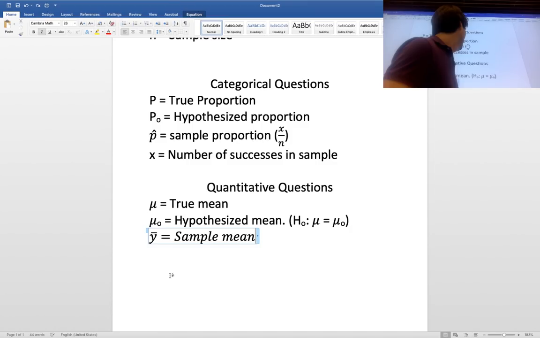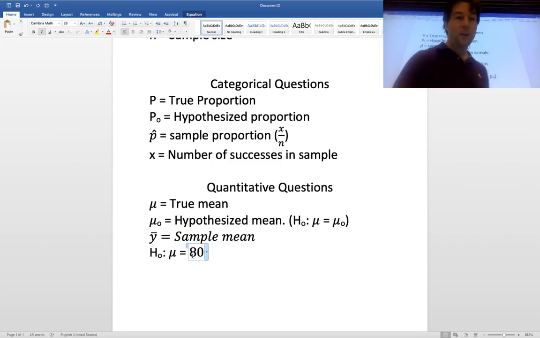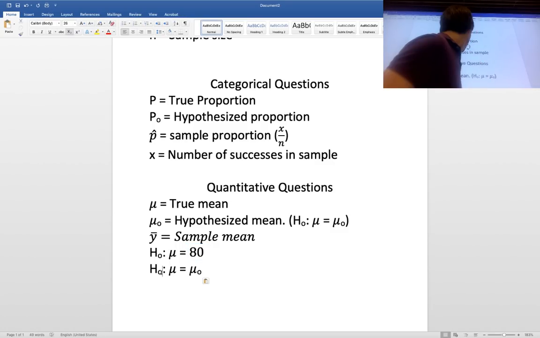So you should have written what? The null what? I'll write it right here. These are all practice problems, writing nulls and alternatives. So what would be your null? The null states that the true mean is equal to 80. The alternative states that the true mean is less than 80. And you notice the only thing I'm changing right here is changing this to less than, and everything stays the same.